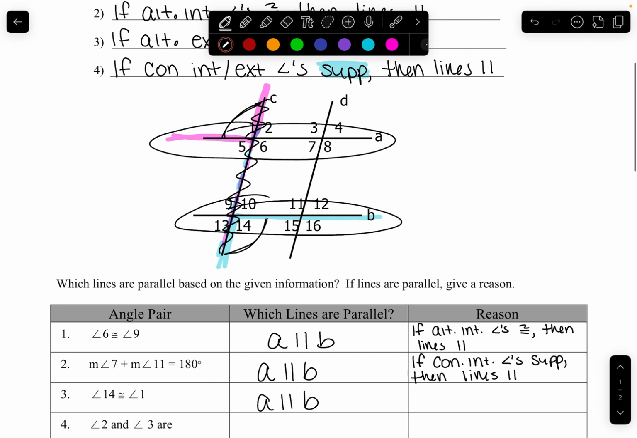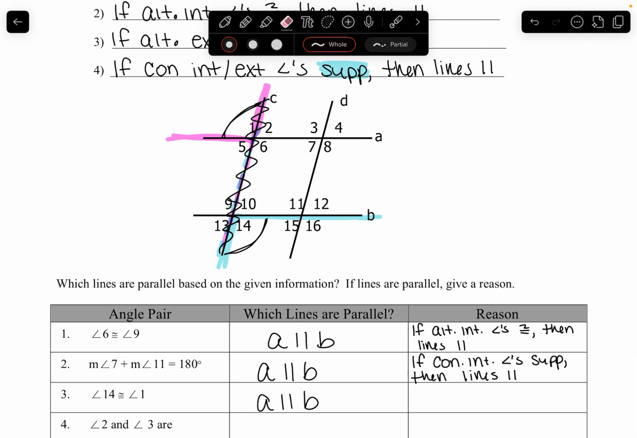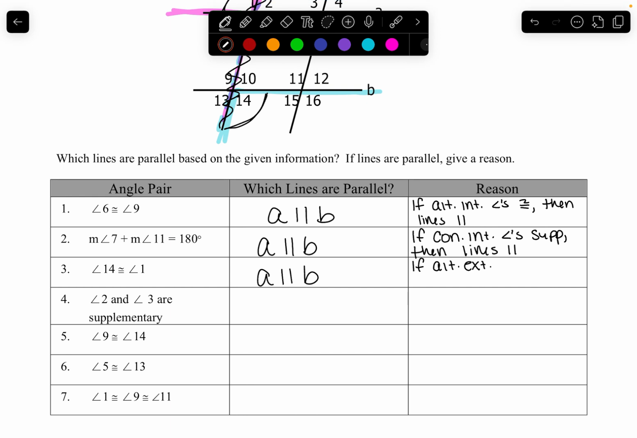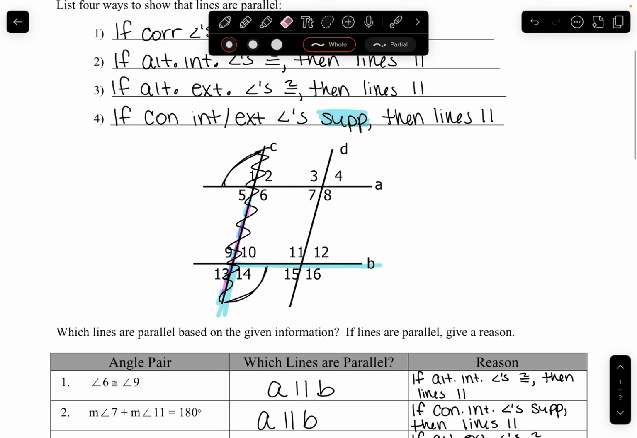And let's try to figure out what kind of angle pairs we have with angles 1 and 14. They're on alternate sides of their transversal, so they're either going to be alternate interior or alternate exterior. Obviously, 1 and 14 are not on the interior of their parallel lines. They are on the exterior. So we get to say, if alternate exterior angles are congruent, then lines are parallel. And then we'll move on.